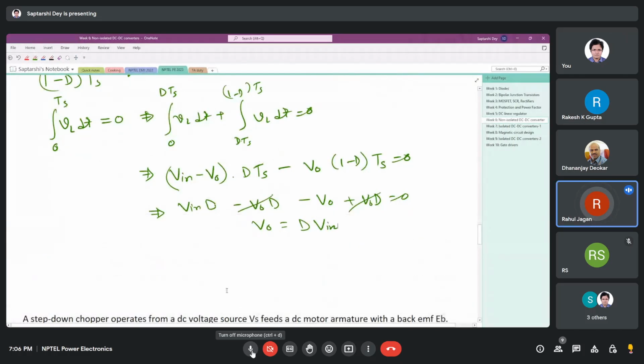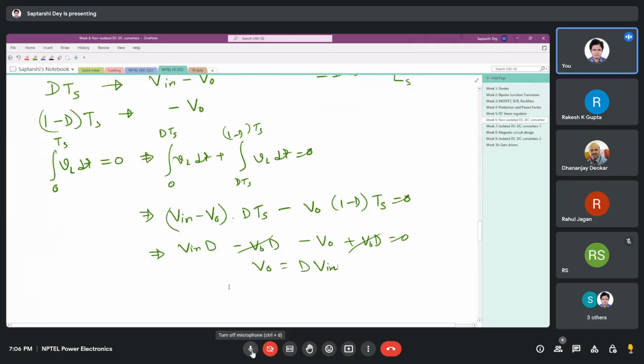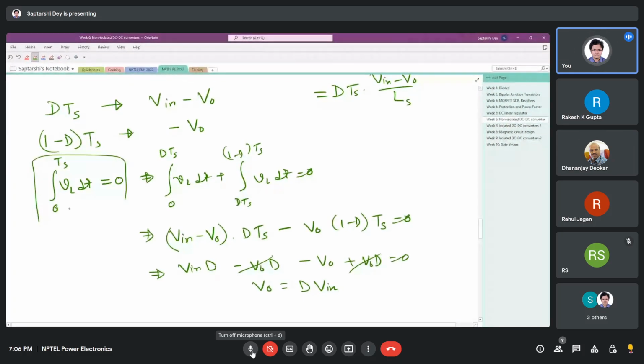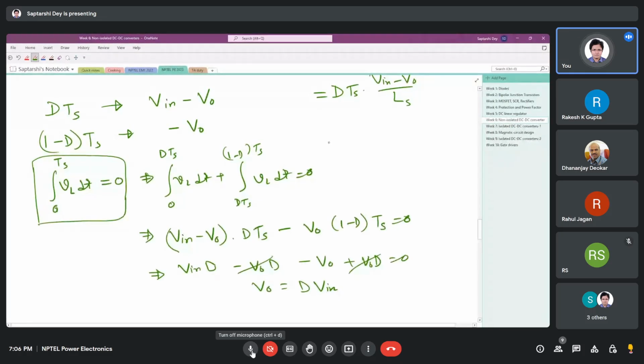Sir, can you explain the inductor part? Which part? That the inductor in steady state, you are asking? We explained this in one class that the average voltage across an inductor at steady state is 0.